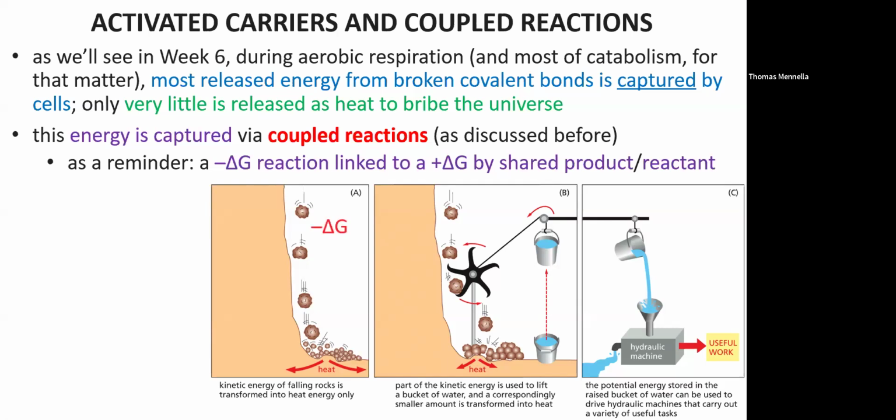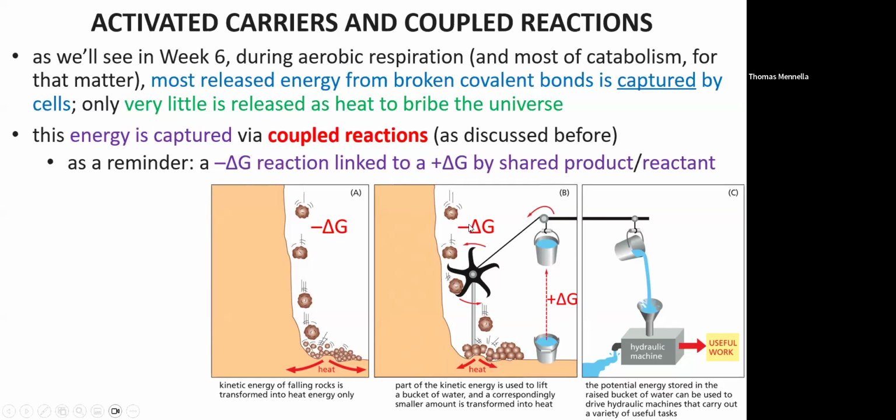So if we think of this thermodynamically, again, this has a very high negative delta G because it's releasing all of its energy as heat. The lifting of the bucket, of course, has a positive delta G because it's losing entropy, it's doing work. But the negative delta G is bigger than the positive delta G.